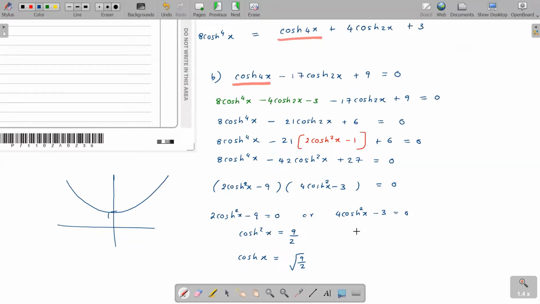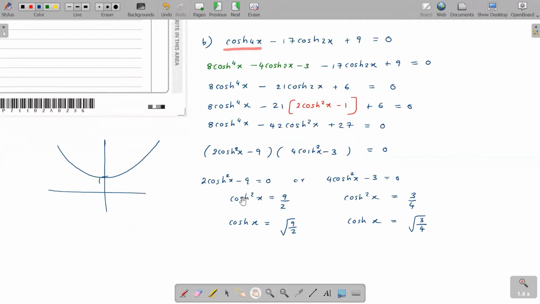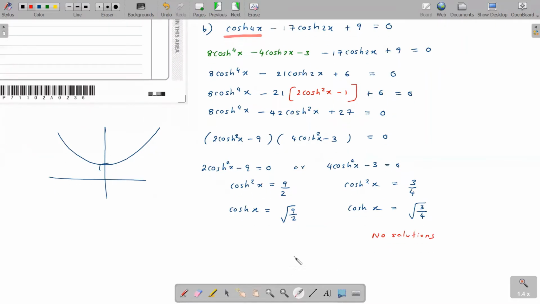The other graph I get here, cos square x equals 3/4, right? Which means cos x is root 3/4. By the way, root 3/4, is it an answer more than 1 or less than 1? It's less than 1. So do you think I get solutions for cos x equal root 3/4? No, there are no solutions because the graph never reaches that point. To have solutions for cos x graph, it needs to be 1 or more than 1, the y value. So I only have one answer here for cos x equals root 9/2.